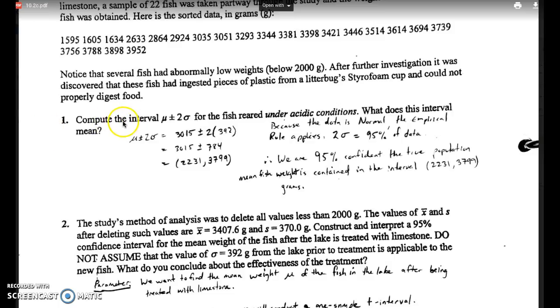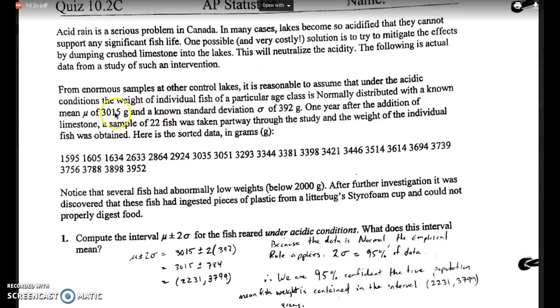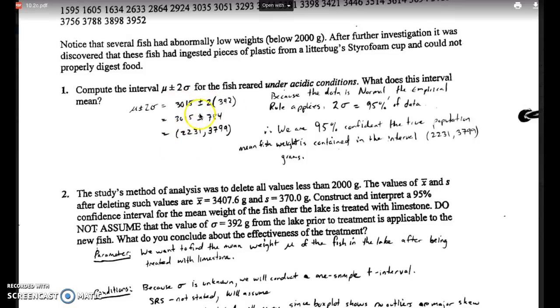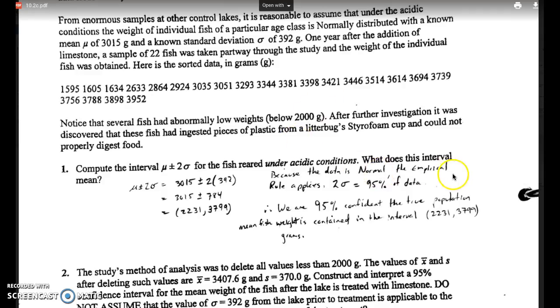So the acidic conditions would be the original situation before they added the limestone, and in those cases, we know the mean was 3,015 and the standard deviation was 392. So just plugging that data in, we get the interval 2231 grams to 3799 grams. The concept for what this means, because they asked about 2 sigma and they mentioned originally that the data under these conditions was normally distributed for other control lakes, is that you need to use the empirical rule, which is the 68, 95, 99.7 rule that we learned at the beginning of the course.